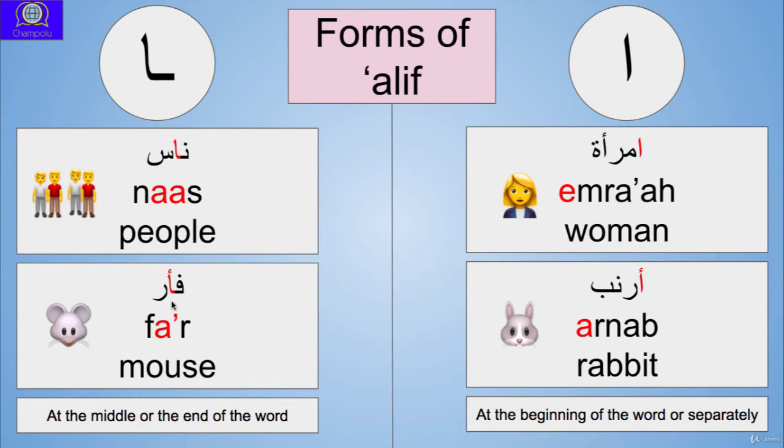We can also notice some kind of a sound variation here, because nas sounds different from far, and the difference here is caused by the presence of hamza, which gives this glottal stop that we talked about. Nas, far. So we have seen now the variation depending on whether the letter is in the beginning of the word or in the middle or the end of the word and connected to previous letters.